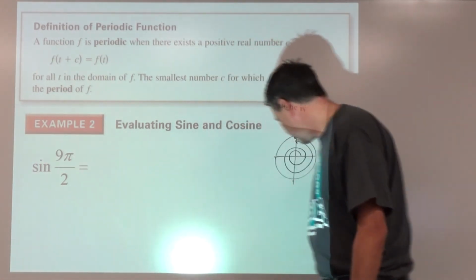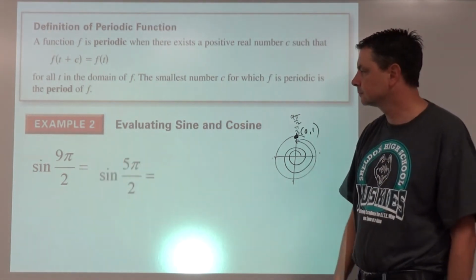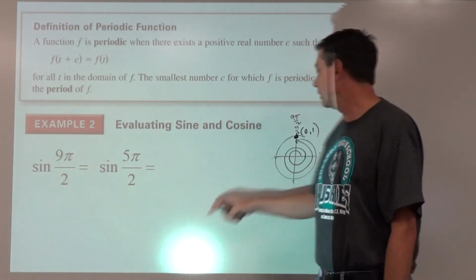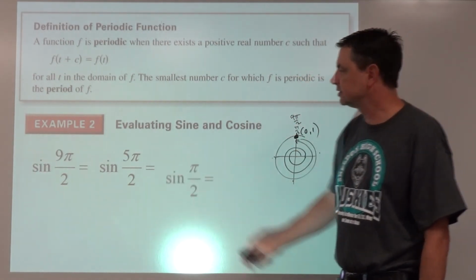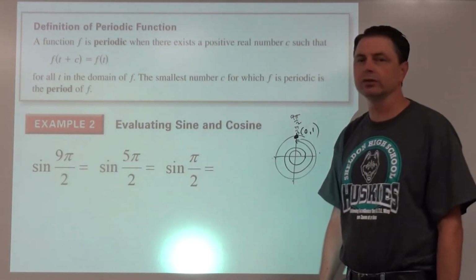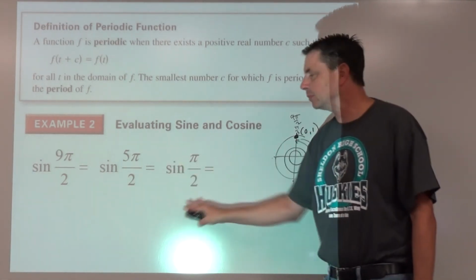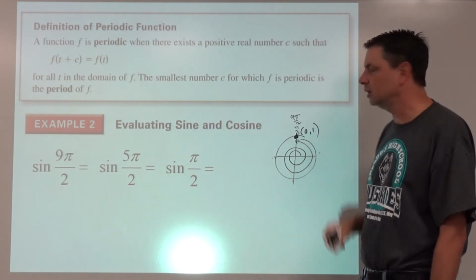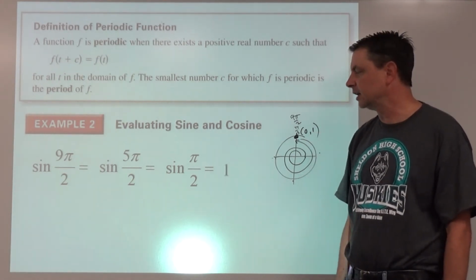But in terms of evaluating, if we went backwards and hit 5 pi over 2, backwards again, since these are all coterminal angles, they're all the same, we should be pretty familiar with pi over 2. So the sine of pi over 2 is the y coordinate, and that is 1.